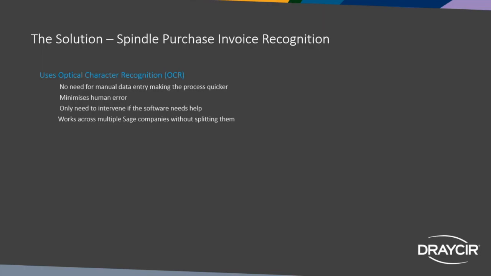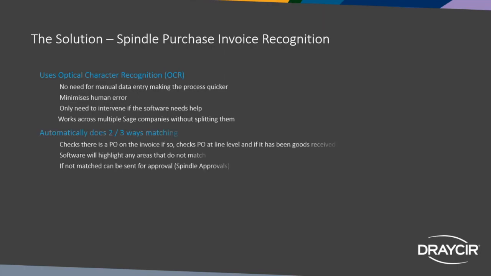So of course it minimizes human error. It only needs you to intervene when the software needs help. So automatically that will make it faster for you. And it will also work across multiple Sage companies. You don't need to split them beforehand. I don't need to say, okay, I'm working in company 1 now, I'm working in company 3. As I'm working through the process, I can be doing one company one minute, next company next minute, back to the other company, now to the next company. It doesn't matter. The software will sort them for you to which company it's going in.